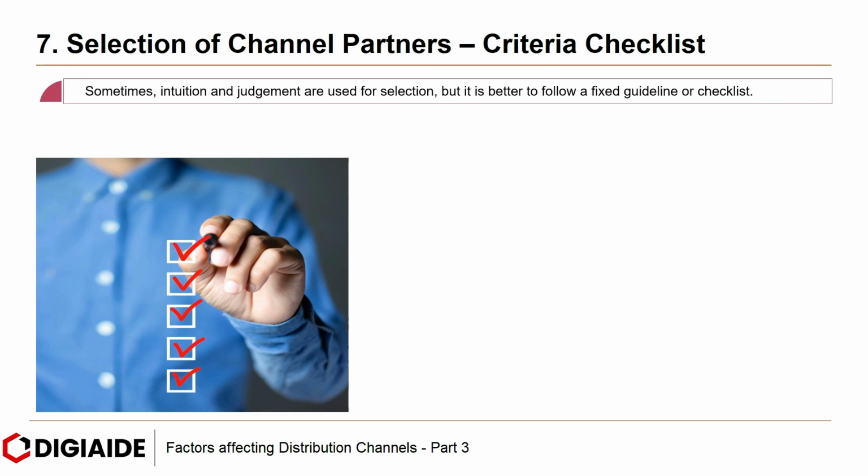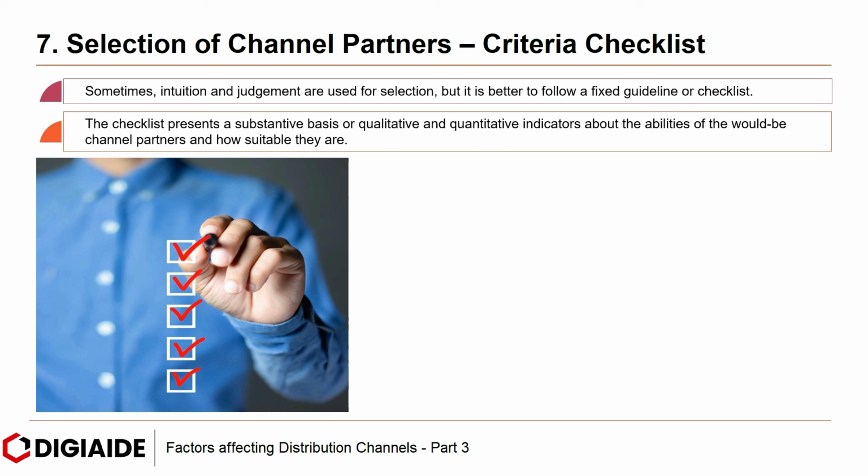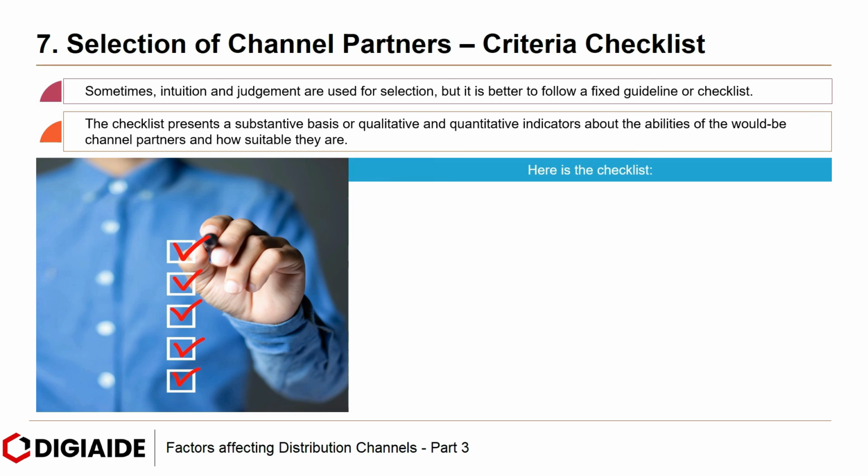Sometimes intuition and judgment are used for selection, but it is better to follow a fixed guideline or checklist. The checklist presents a substantive basis, or qualitative and quantitative indicators, about the abilities of the would-be channel partners and how suitable they are. Here is a checklist.